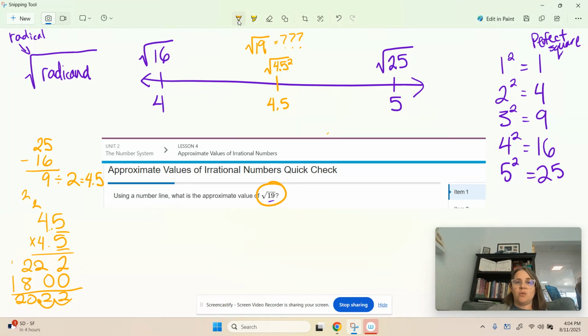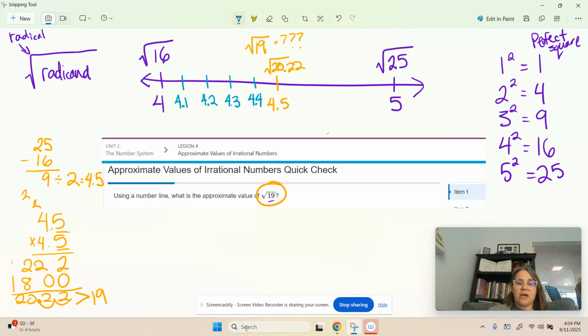So what I'm going to put up here instead of 4.5 squared is this number, 20.22. Okay? And guess what? That number is greater than 19. So now I know 19 has to be in here somewhere. All right? So I'm going to start trying numbers. I'm going to make more guesses. 1, 2, 3, 4. So I'll start with 4.1. Okay, 4.2, 4.3, 4.4, and we'll see what we get.